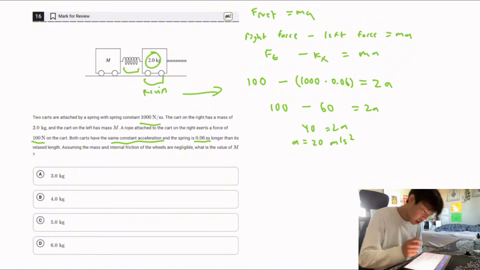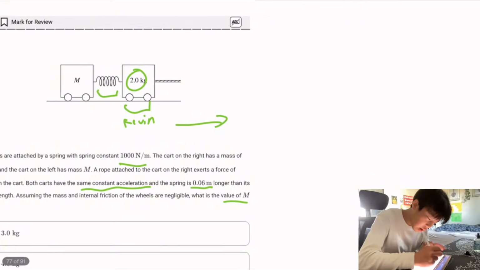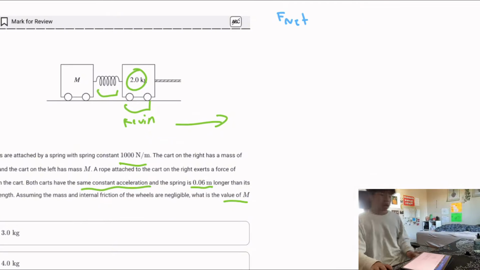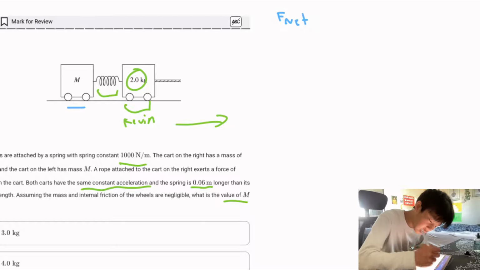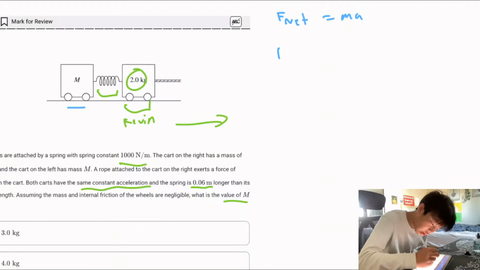So it's not even asking for that. It's asking for m. So how do we find m? We're going to do the exact same thing. Let me just erase this. Now we're going to do it in blue. So now we're going to find F net of this guy. We're going to call him Michael. F net equals ma. So what's the right force? The right force is going to be kx. And the left force is nothing.